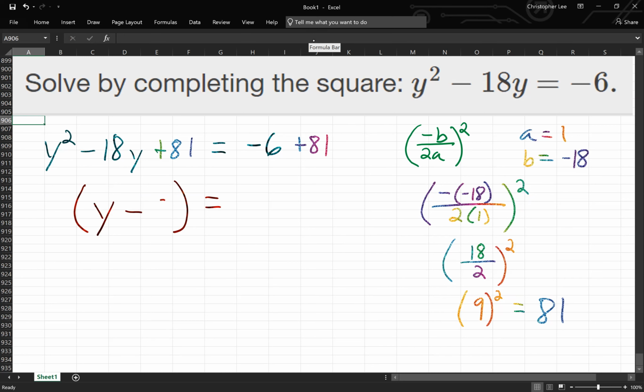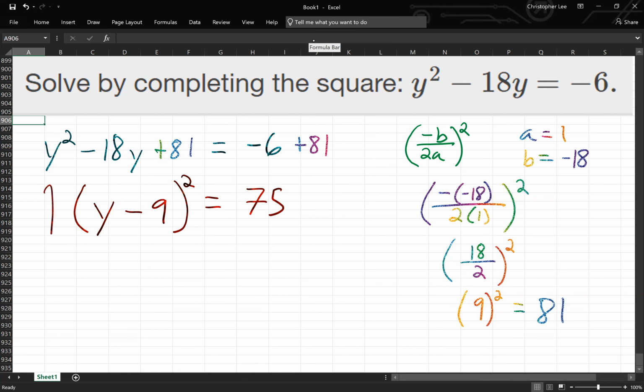Close, minus 9, that's it, squared, right? So you see how the b term here is negative, right? So that's what's going to make the middle term there be negative, right? And then negative 6 plus 81 is what? What's that, like 75 maybe? Yeah. After that, just solve for y.